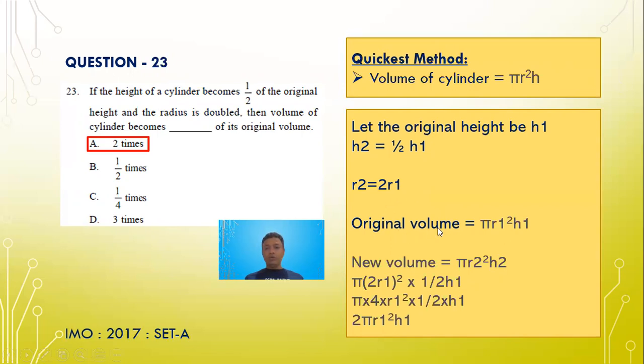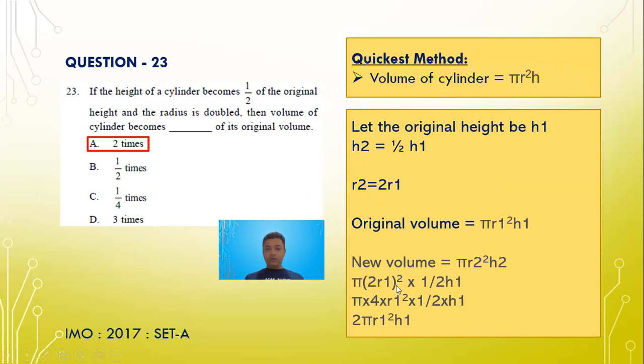What is the original volume? Original volume is pi into r1 square into h1, because pi r square h is the volume. So new volume, what is the new volume? It is pi into r2 square into h2, isn't it? What is r2? r2 is 2 times r1. So pi into (2 times r1) square into half of h1, because h2 is half of h1.